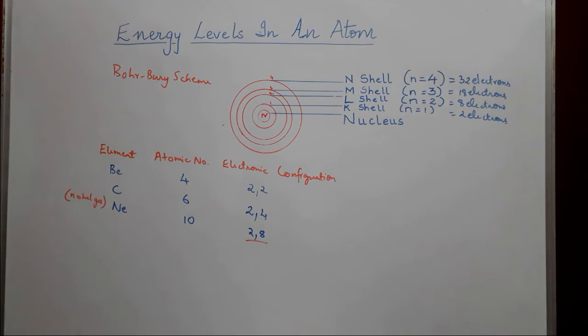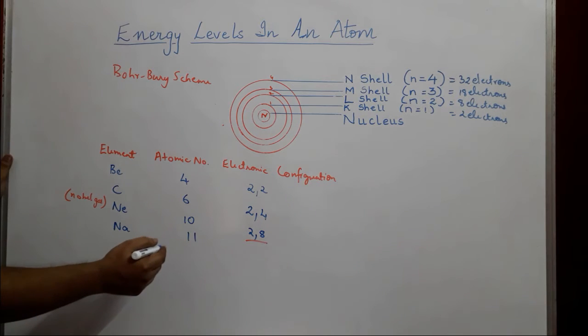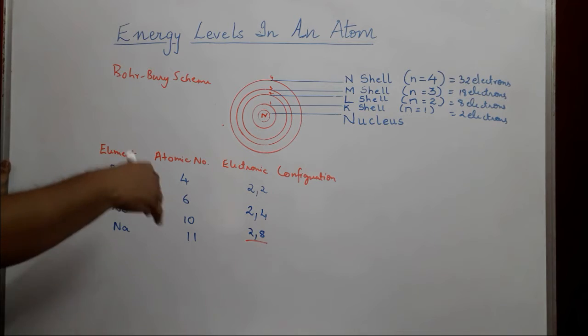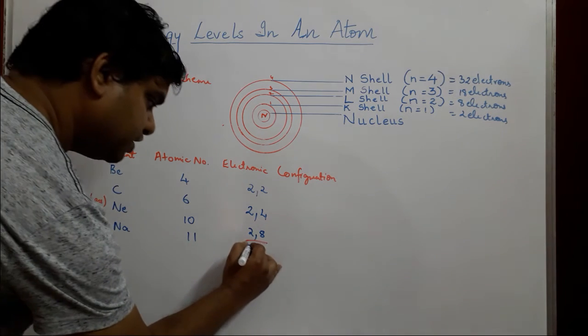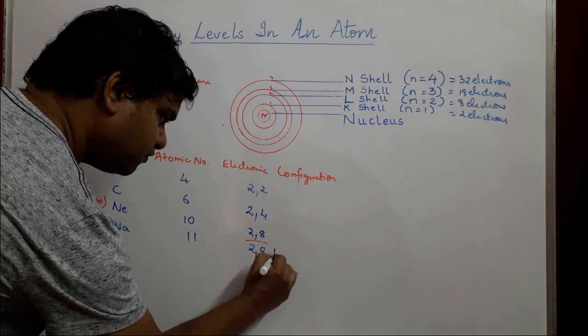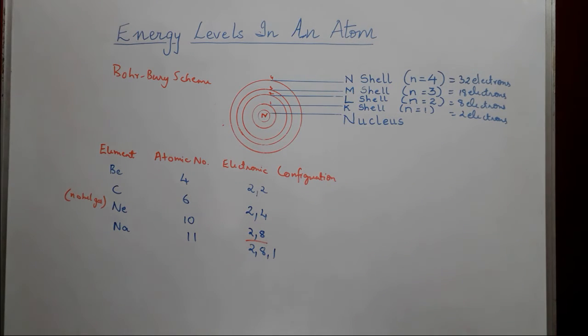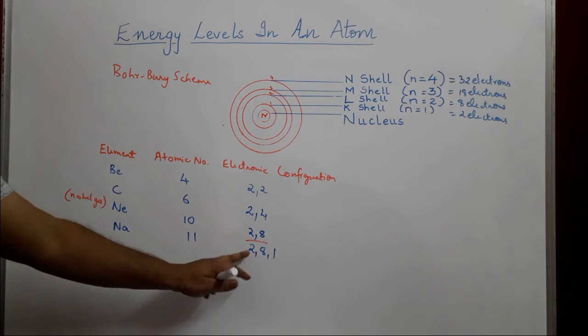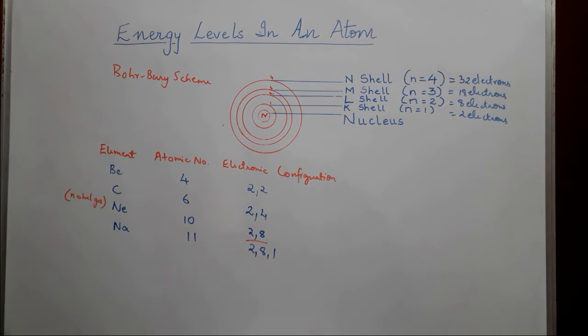Let's take another example. Our next example is sodium with an atomic number 11, which means there are 11 electrons. If there were 10 electrons we got this configuration, so for sodium with 11, which means one additional electron, our configuration should become 2, 8, 1, which means we go to the M shell, which has a capacity to accommodate 18 electrons. So we put 2, 8, 1. So we have now reached the third shell with sodium.